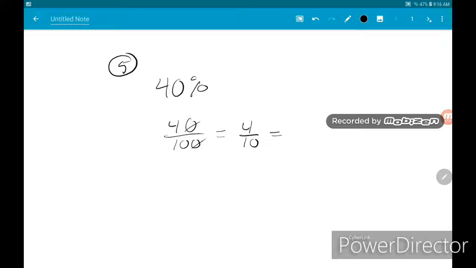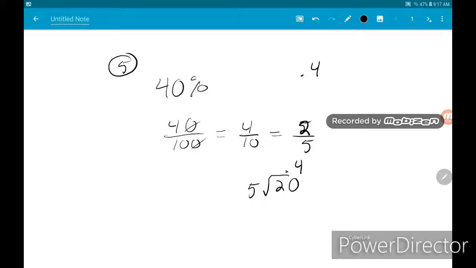4 over 10. What number goes into 4 and 10? 2. So this is 2 over 5. Now we can reduce, yeah. We reduced it already, so it comes out to 0.4. That's the decimal. 2 over 5 is 2 divided by 5. 5 does not go into 2, but it does go into 20.